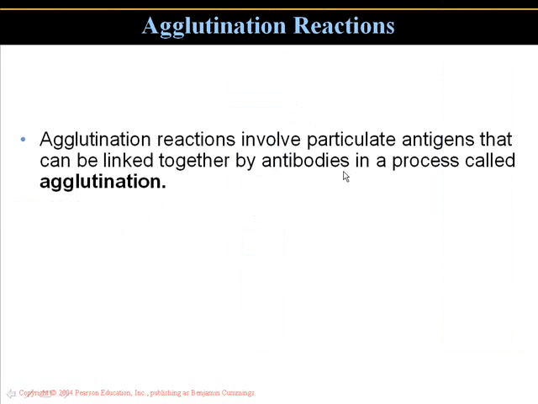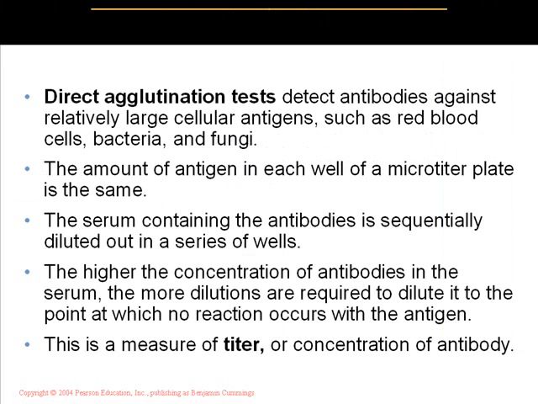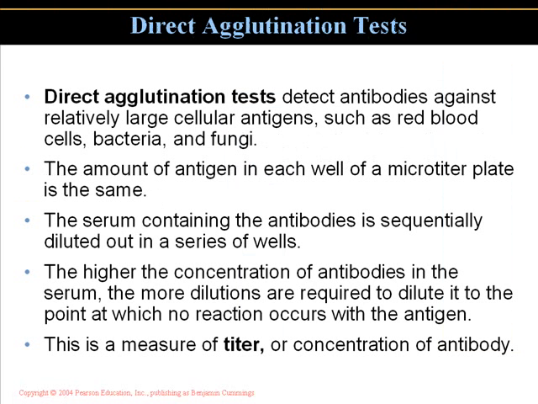An agglutination reaction involves particulate antigens that can be linked together by antibodies, in a process referred to as agglutination. Direct agglutination tests detect antibodies against relatively large cellular antigens such as red blood cells, bacteria, and fungi. The amount of antigen in each well of a microtiter plate is the same. The serum containing the antibodies is sequentially diluted out in a series of wells.